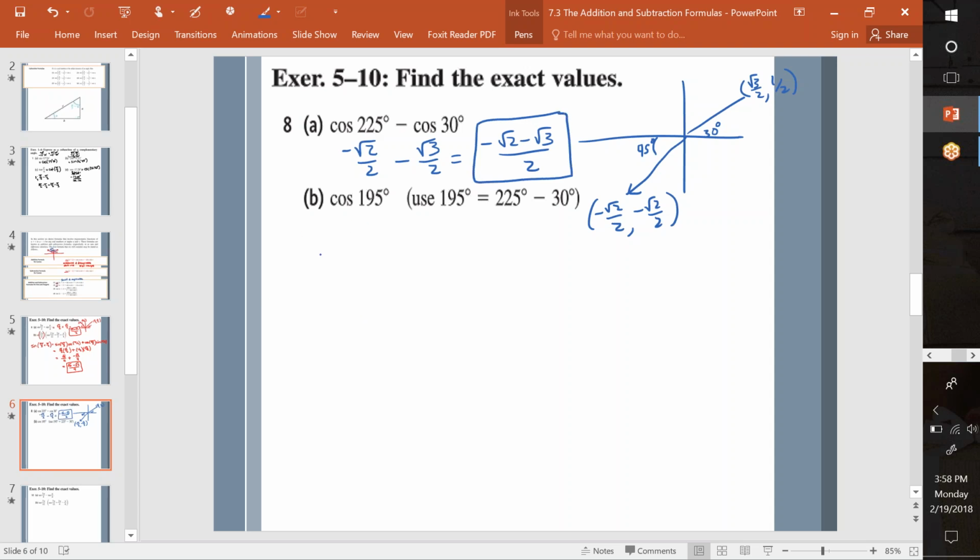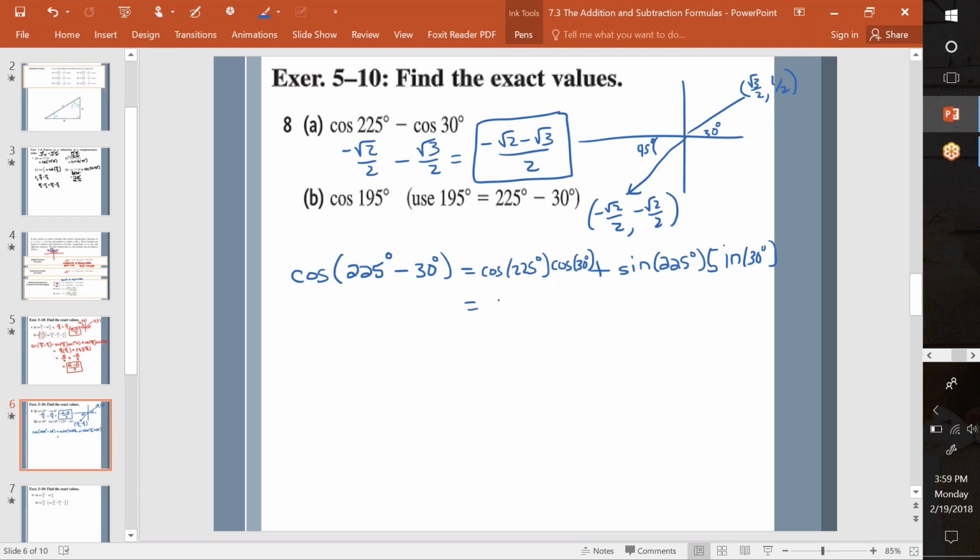Okay, so then let's do cosine of 195, which someone decided to use 225 minus 30 since that does equal that. So this would be cosine of 225 degrees minus 30 degrees. Remember that cosine is antisocial and disagreeable, so we know it's going to have a plus in the middle. Cosines are going to stay together, so cosine of 225 and cosine of 30. And then the sines stay together, so sine of 225 and sine of 30.